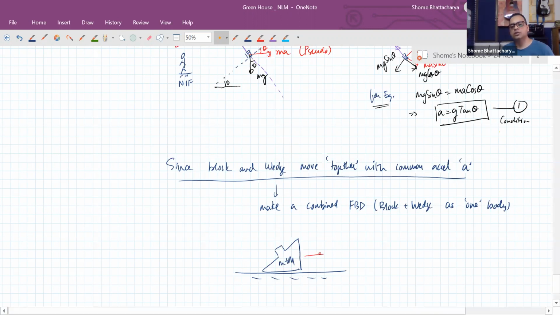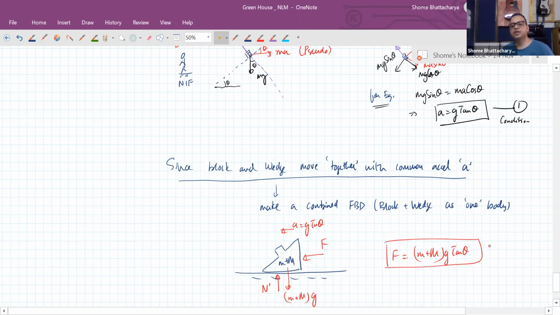So there's only one horizontal force F. The rest is vertical forces of combined weight and whatever normal reaction from the ground. So this has to have an acceleration of g tan theta. So F has to be equal to (m plus M) into g tan theta. That's it. That becomes our final equation.